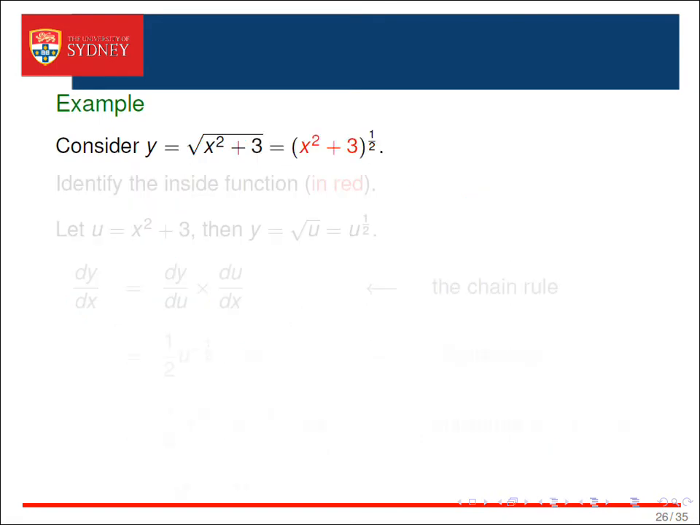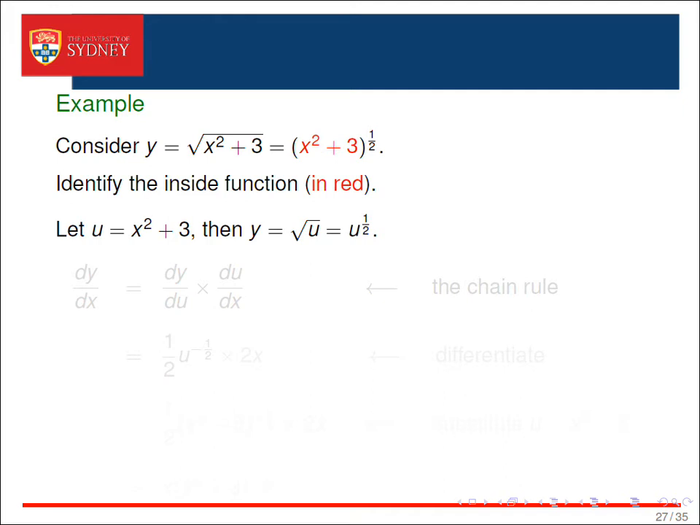Let's look at another example. Consider the composite function y equals x squared plus 3, square rooted. We first identify the inner function as x squared plus 3, as we did earlier. This then means we can write y as the square root of u. The chain rule then states that the derivative dy dx is equal to dy du times du dx.